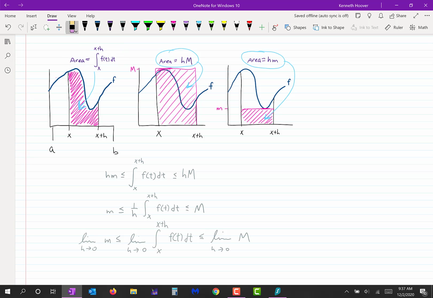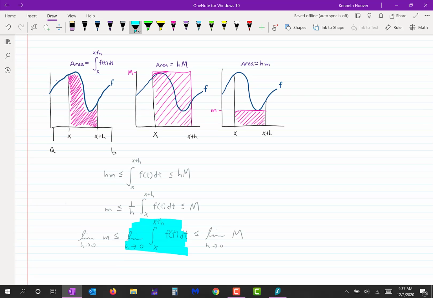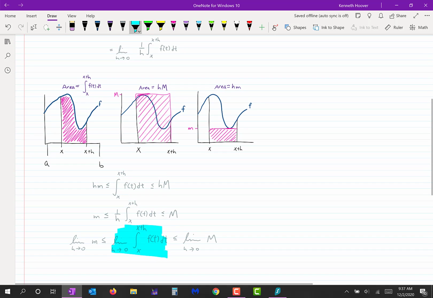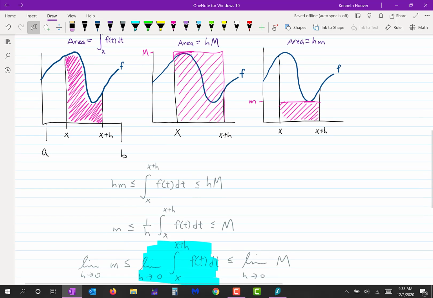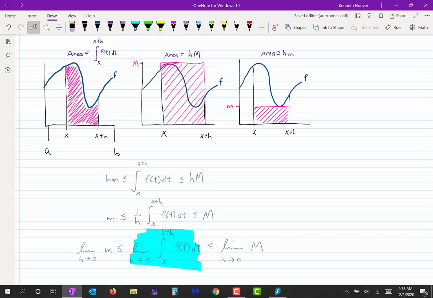Remember, we are actually trying to calculate that limit in the middle. We are trying to calculate this limit right here. Look back up at the top there. That's where we left off, you see. We're trying to figure out what that equals. Okay? So, that's our goal.